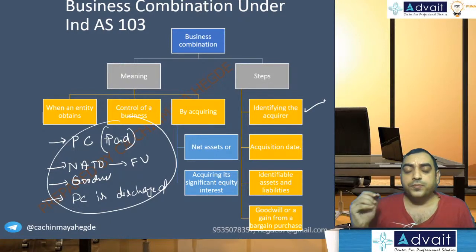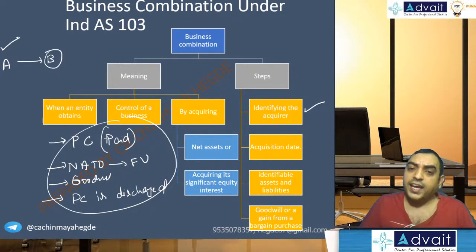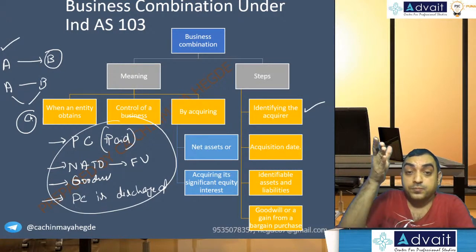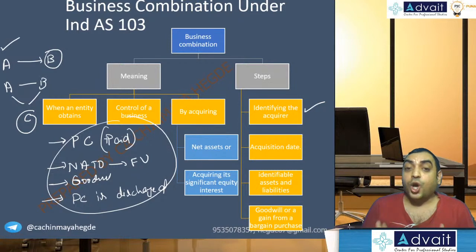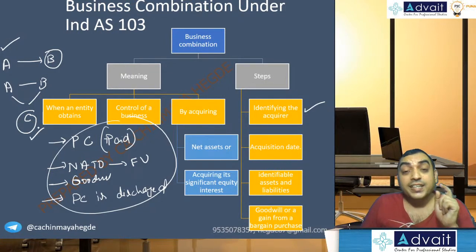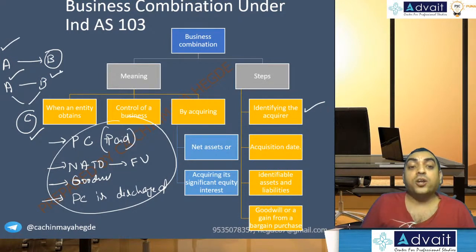Okay, now identifying the acquirer, there is a difference between AS 14 and Ind AS 103 here. Legal acquirer may be different from accounting acquirer. For example, A Limited acquires B Limited, A Limited is the acquirer, no doubt. But A Limited and B Limited form a new company called C Limited. So C Limited is the acquirer legally, but to be called an acquirer, you should be in existence first. But C Limited is not in existence, it's a newly born baby. How can a newly born baby acquire anybody? Not possible. So even though C is the legal acquirer, we have to make either A or B the accounting acquirer.